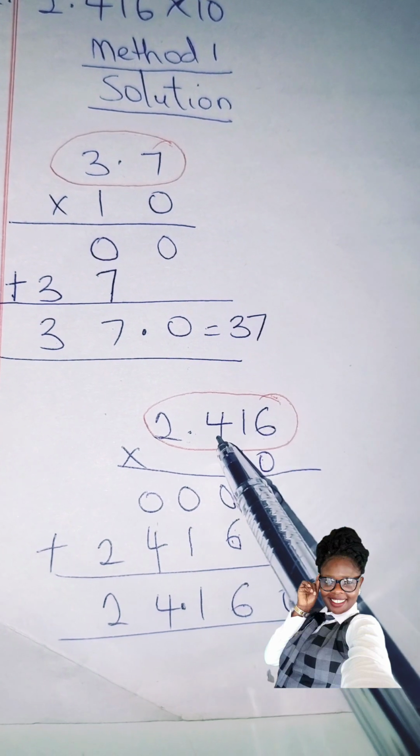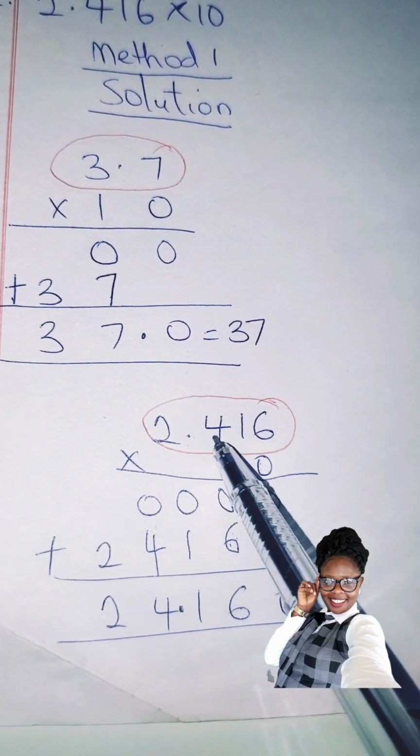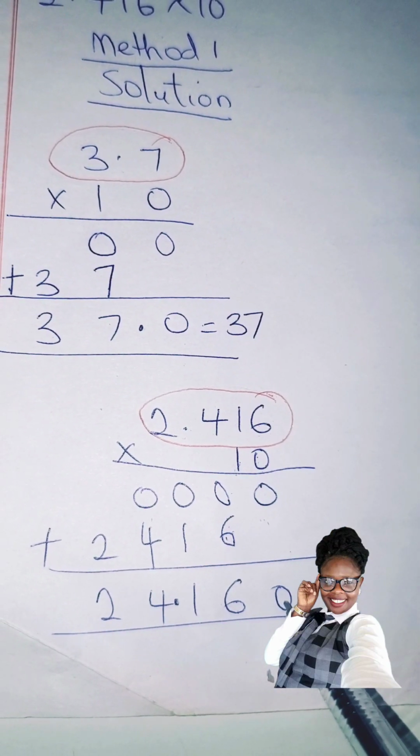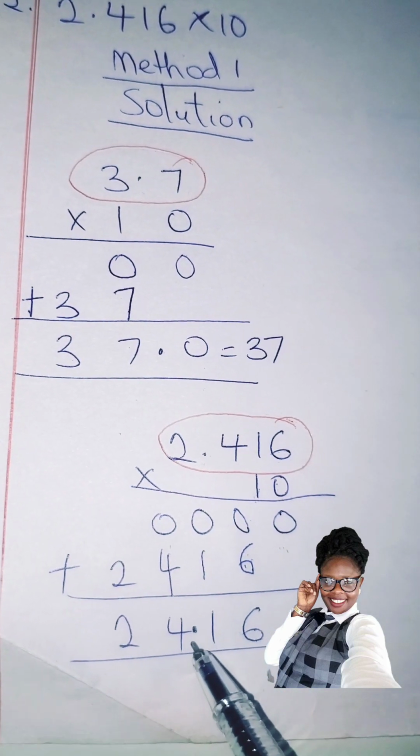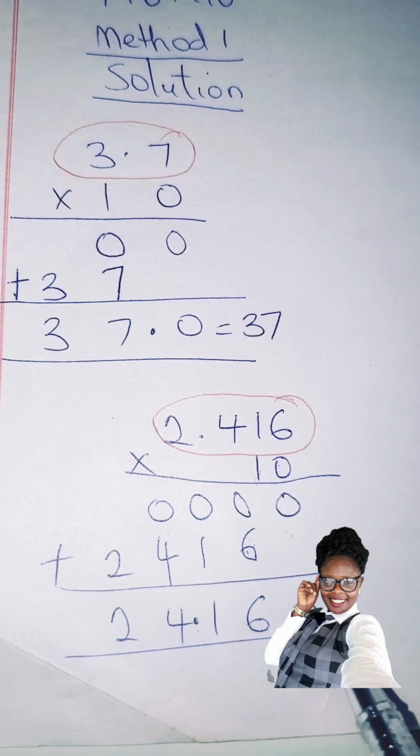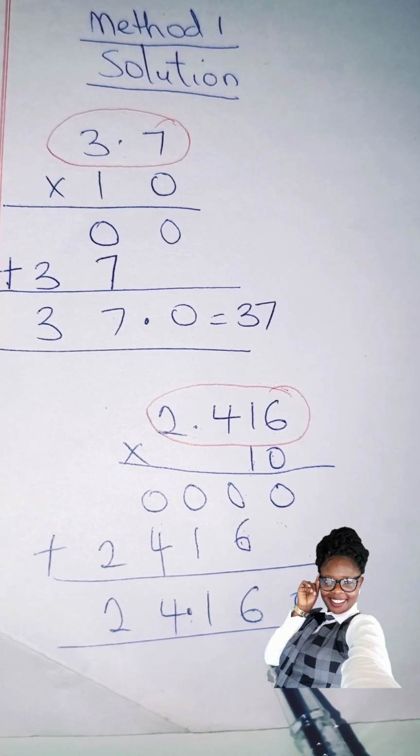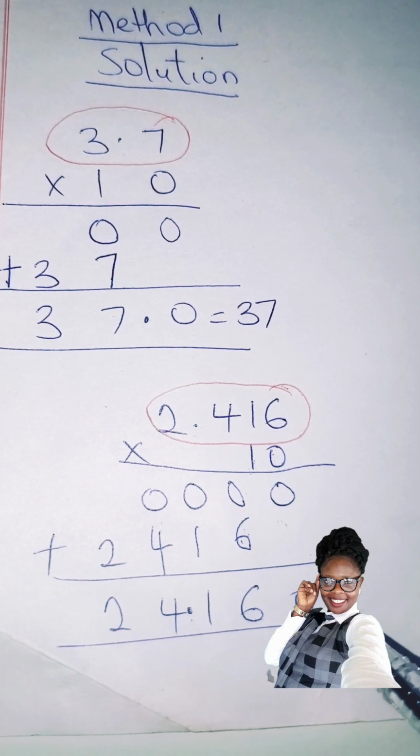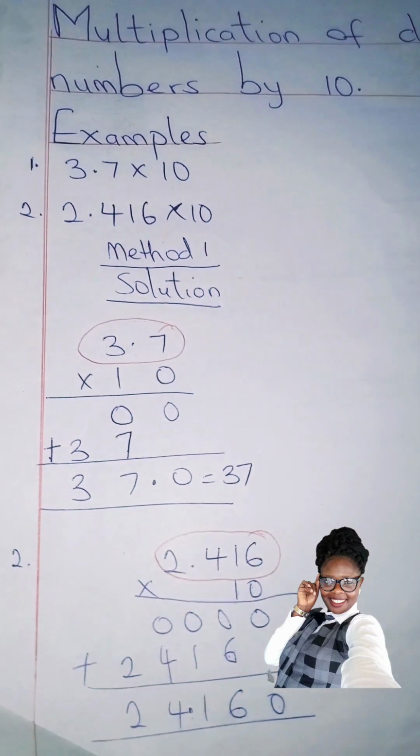3 numbers are after the decimal point. So 3 numbers here, 1, 2, 3, are also after the decimal point. And here is the final answer, 24.160 or 24.16, because 0 means nothing. And that is that with the first method.